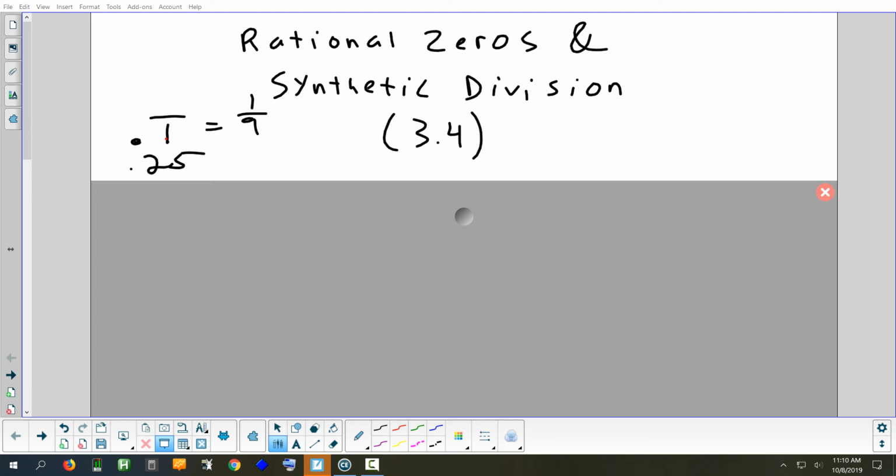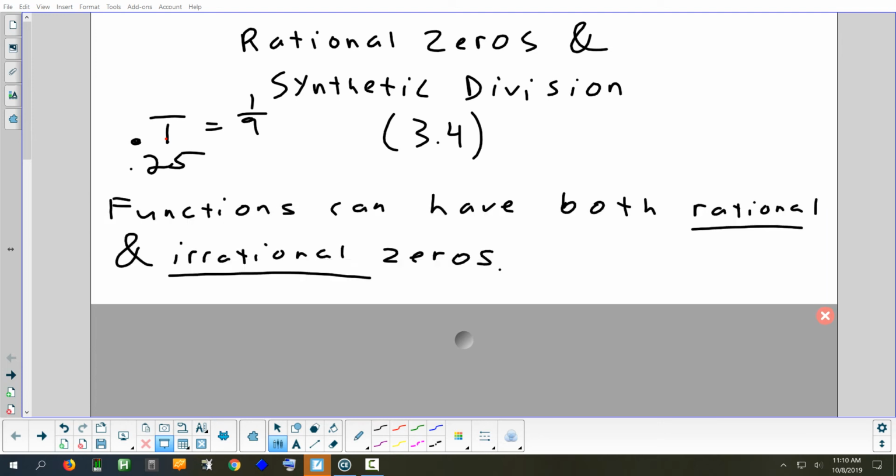So I'm going to show you a technique that will help you find rational zeros, not irrational. Irrational is a little harder. You need the quadratic formula or your graph, but we can find rational zeros using a little system by hand. Some functions have a combination of both rational and irrational.